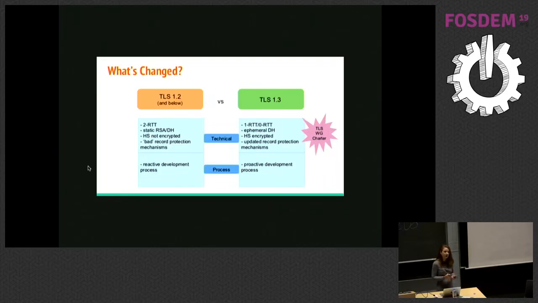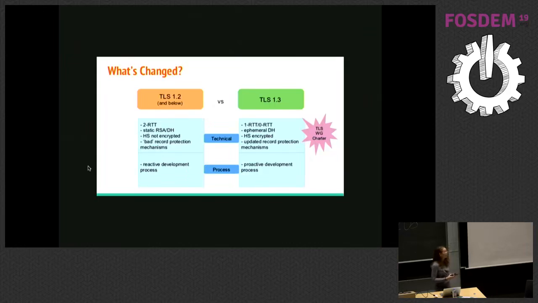A lot of the handshake is encrypted, and a lot of the record protection mechanisms have been updated. We now only allow for authenticated encryption for the record protection. Now, in terms of the process, for TLS 1.2 and below, the standardization was very reactive in nature. So following the announcement of an attack, the TLS working group would take a longish time to respond to that attack. They'd respond by either updating the next version of the protocol and in some cases releasing an extension, which is almost like a patch.